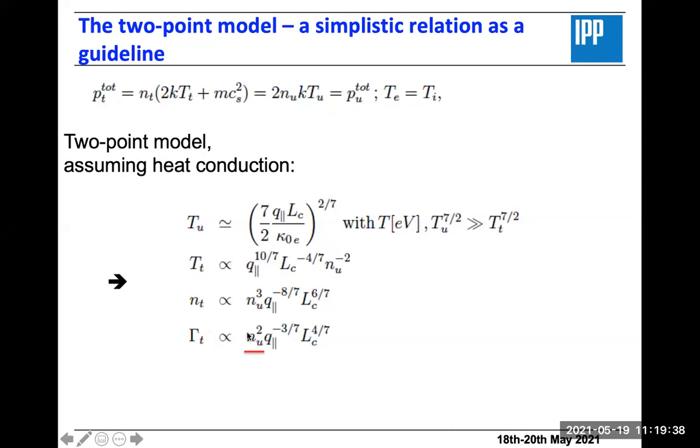And the particle flux to the target is also proportional to the upstream density. So the more you increase the upstream density, the more your recycling process will increase and the more you may be eroding your target, which is the negative side. So this is why you need to reduce it. Take this two-point model just as a guideline along these lines of thought. Do not take this two-point model as anything more. Don't make experiments based on the two-point model.